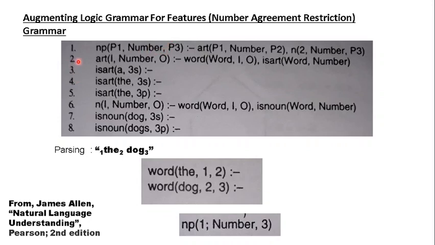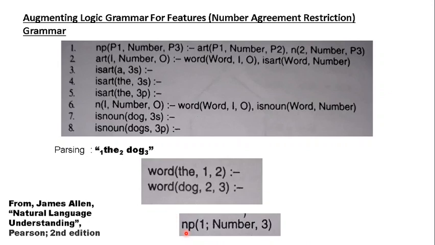We'll be using this grammar numbered from 1 to 8, and this is our lexicon. We have the and dog, and here, as I told you, the lexicon is, sorry, this is not the lexicon. This is actually the phrase that we are going to parse. It is the dog, and its positional indicators are given along with the predicate. Our query is given in the form of a predicate again.